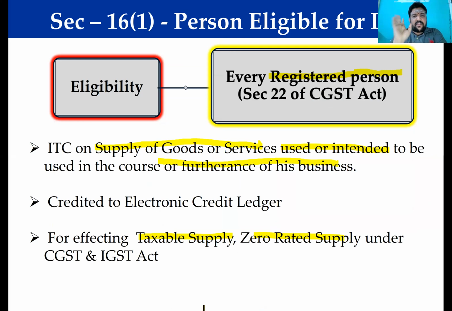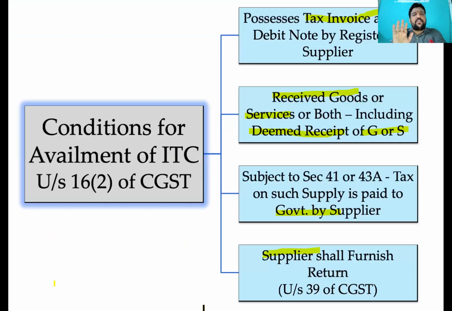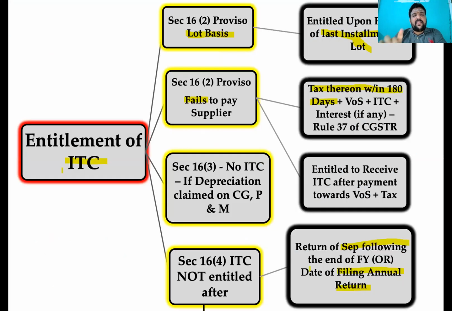Only a registered person is eligible to claim credit, and as long as goods are used or intended to be used in the course or furtherance of business, a person is eligible to claim ITC. If a person wants to claim ITC, he has to satisfy 4 conditions. He should have received the goods or services. He should be in possession of a valid invoice or a debit note. Third, his supplier should have paid tax to the government; the supplier should have filed the return. If all these 4 conditions are satisfied, a person is eligible to claim credit.